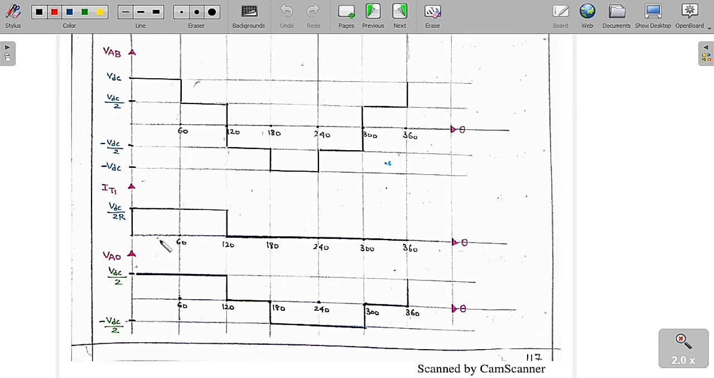From 0 to 60 degree, the phase voltage Vn is equal to VDC by 2, so its current is VDC by 2R. Similarly, from 60 to 180 degree, the phase voltage Vn is equal to VDC by 2, so thyristor current IT1 is again VDC by 2R. So this is the current that you are going to get finally. This is the thyristor current T1.